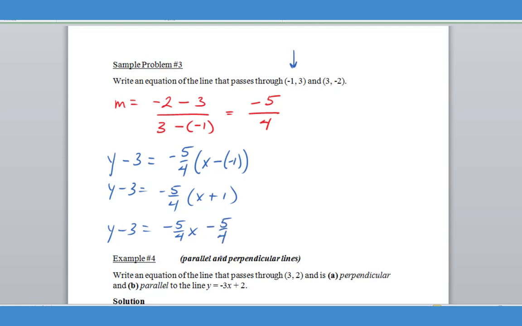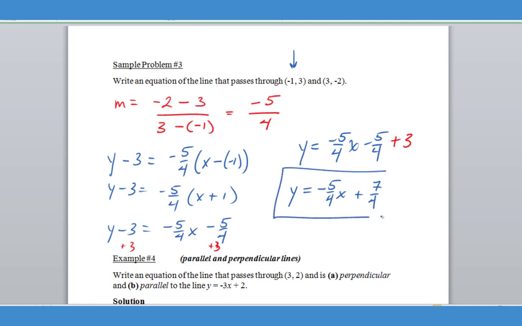Now I have to add 3 to both sides, and this is where remembering your fraction rules is very important. So we're going to say plus 3, because that's what we did. We added 3 to both sides. Now I can't add -5/4 plus 3 without changing it to a common denominator first. And so the final version of this equation is -5/4 x plus 7/4, and that's our final equation in slope-intercept form.